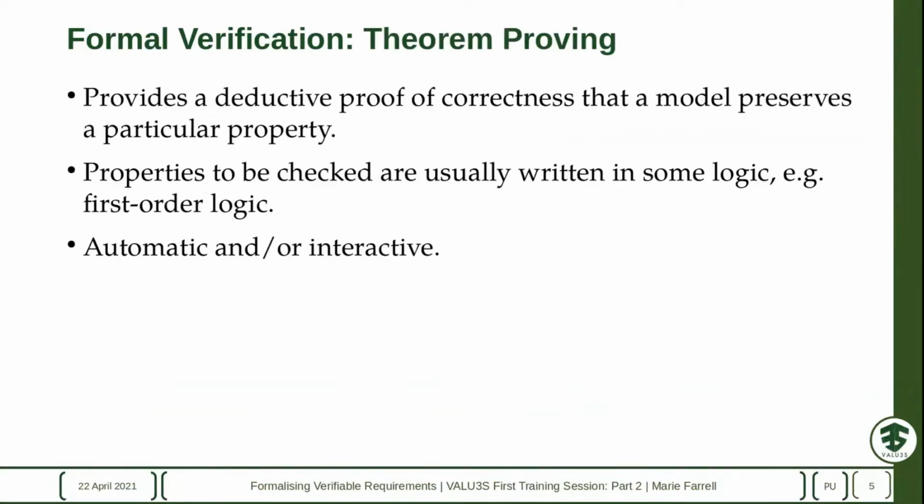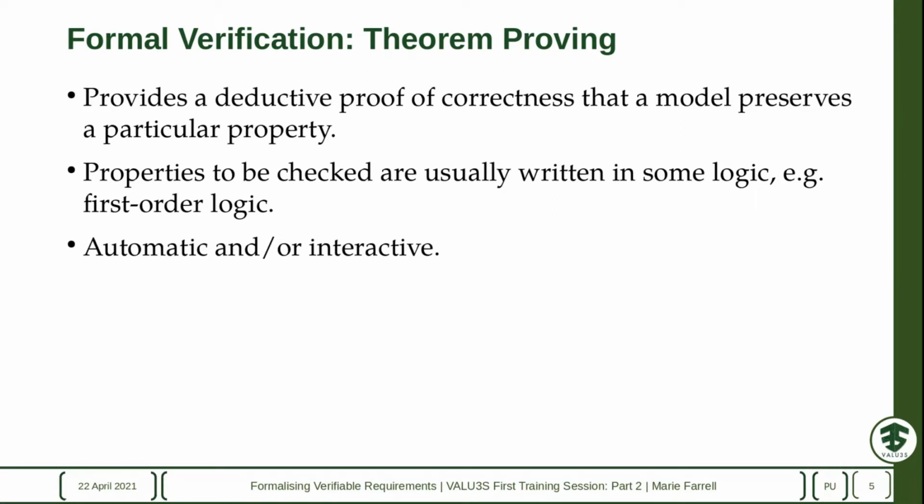So theorem proving is a little bit different. In theorem proving, you provide a deductive proof of correctness. Again, that a model, so you construct some model of your system, obeys a particular property. And as I said, properties are usually written in a logic. There are many logics, but for example, you can consider a property in first order logic. Theorem provers are automatic and sometimes interactive, which requires user input to discharge the proof.